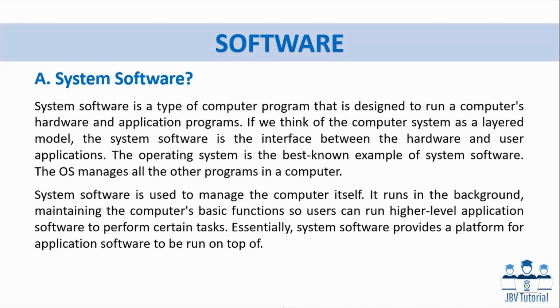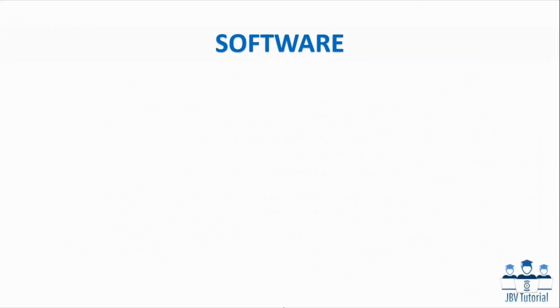System software is used to manage the computer itself. It runs in the background, maintaining the computer's basic functions, so users can run higher-level application software to perform certain tasks. Essentially, system software provides a platform for application software to be run on top of. Types of operating system.